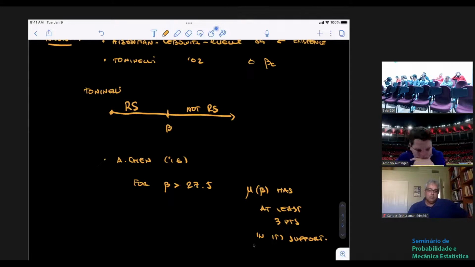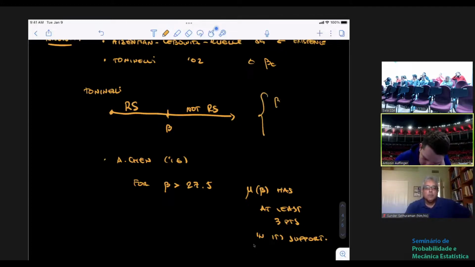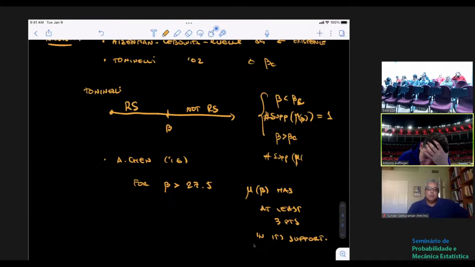In Toninelli's work, he didn't prove something like full RSB. He just showed that for beta strictly less than beta critical, the support of mu beta, if I ask how many points there are, is just 1 point, and it's actually 0. And for beta bigger than beta critical, the number of points in the support of mu beta is bigger than 1, which is enough to say that you're not a delta mass here anymore.